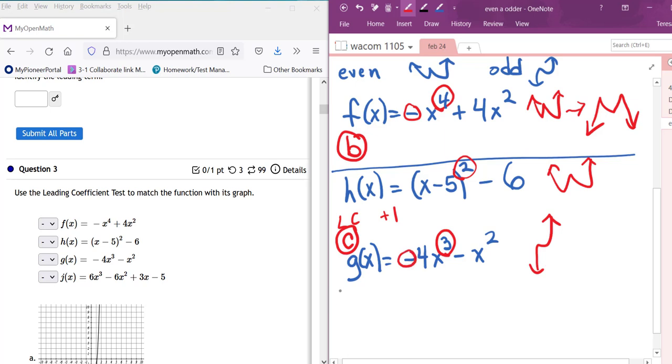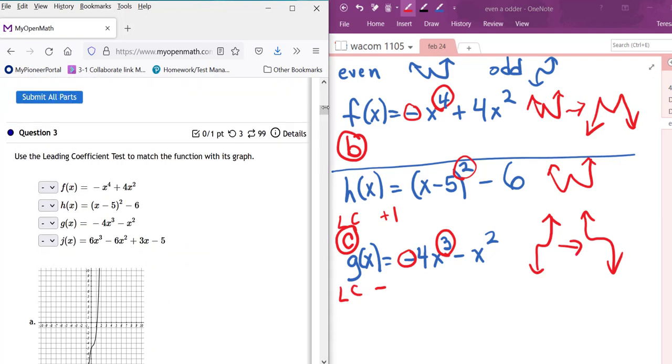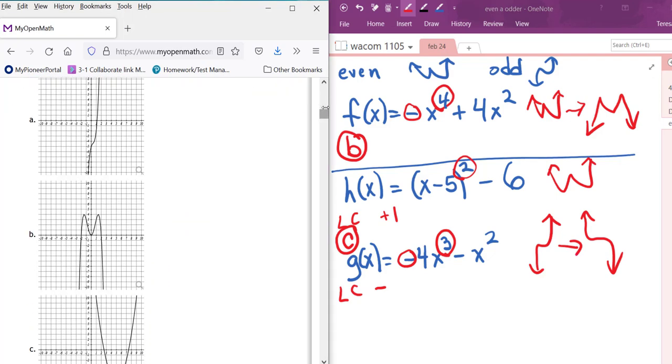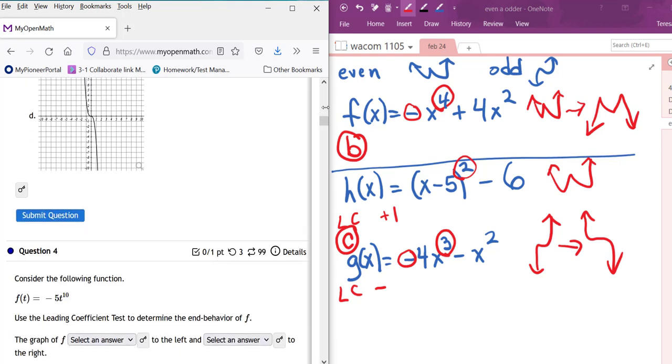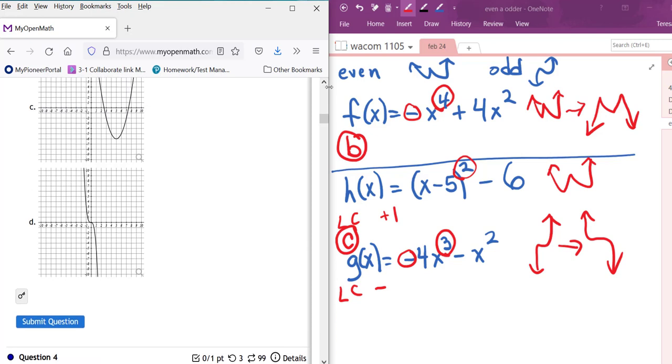except your leading coefficient is negative. So it's going to flip upside down. So it's going to go this way instead. So we'll look for that one, an upside down cube. Right? The first one looks like a cube, so it is not upside down. Here's your upside down one. Choice D.